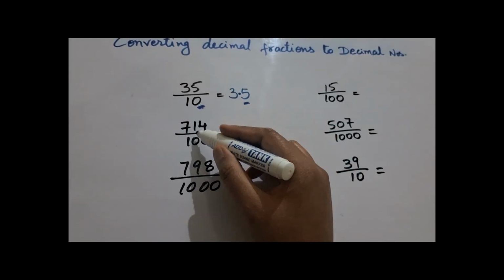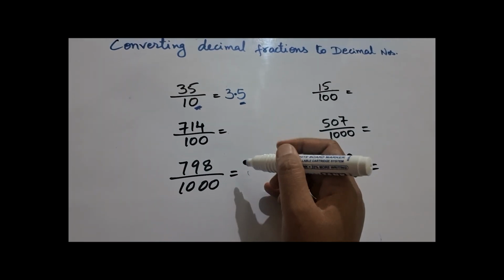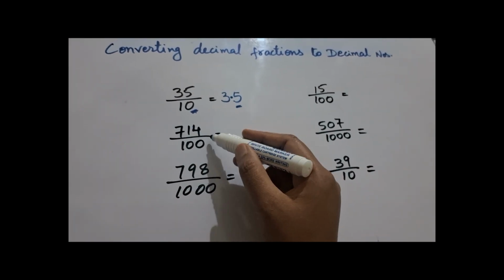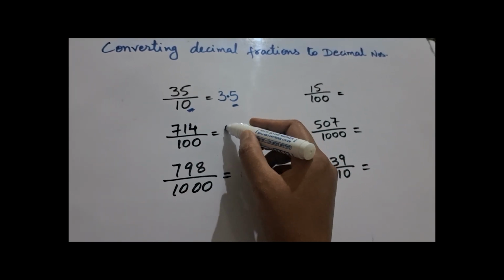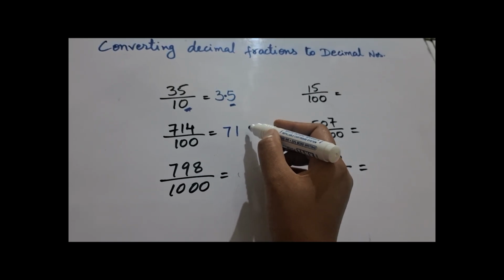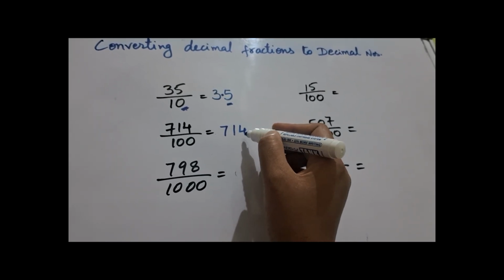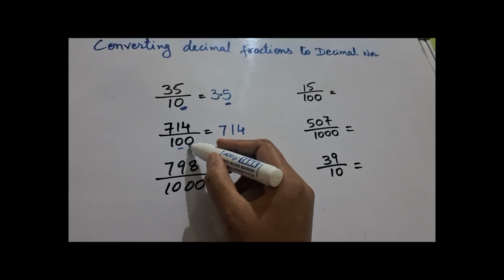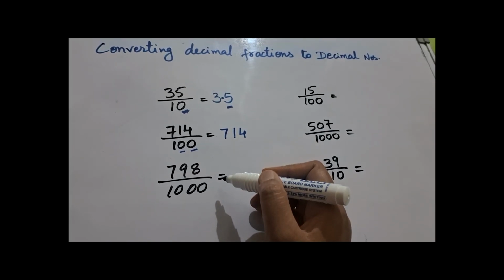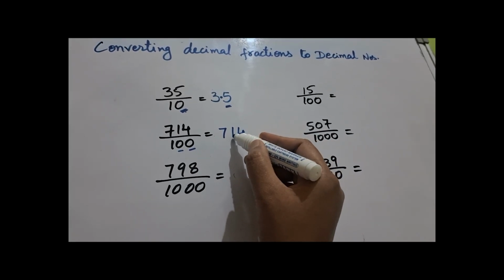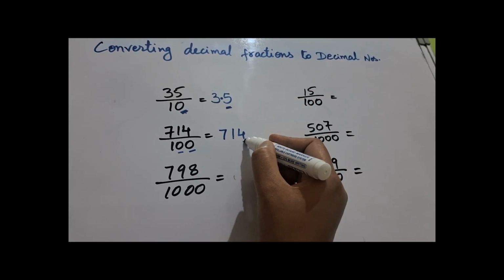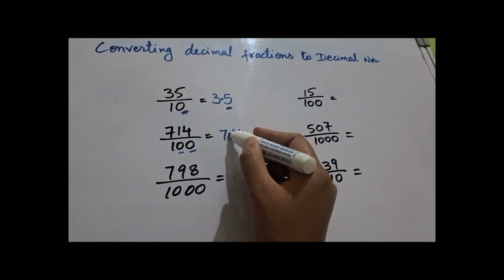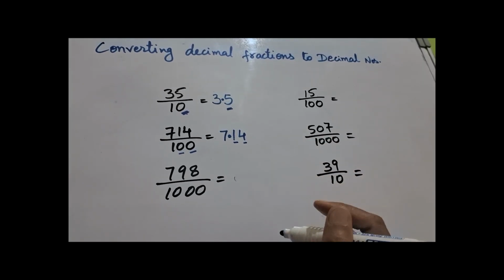Now here we will take another example, children. 714 by 100. That means the numerator I am writing as it is, right? And here how many zeros are there? 2 zeros. That means leave 2 digits from the right side. 1, 2. You leave 2 digits, and here you need to put the decimal point.